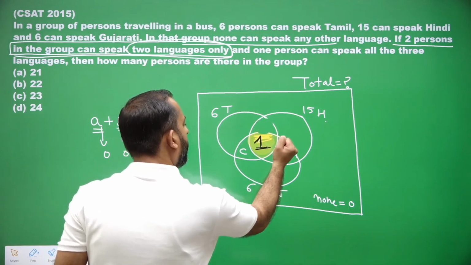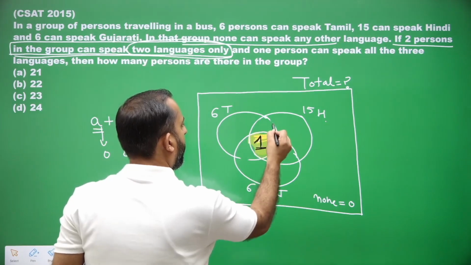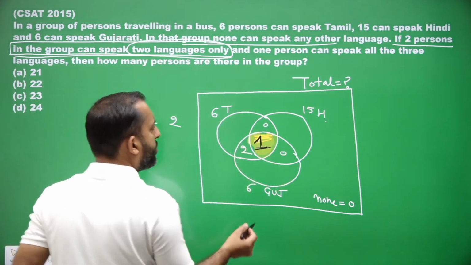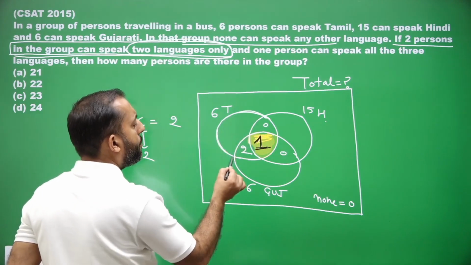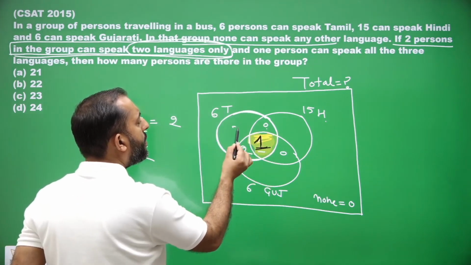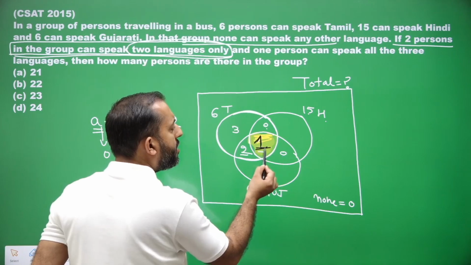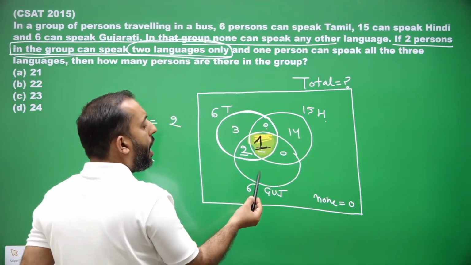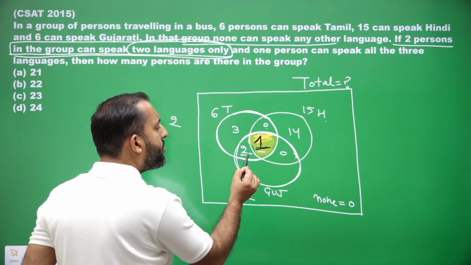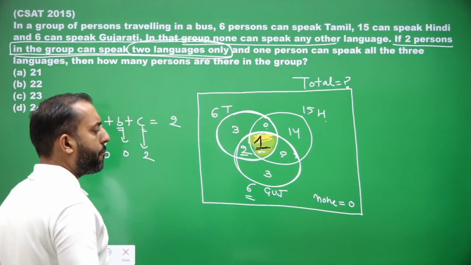So let's assume this region to be 2. So this will become 0, this will become 0. Now the complete value of Tamil is 6: 2 is here, 1 is here, 0 is here. So the remaining part, only Tamil, should be 3. Out of 15 for Hindi, 0 is here, 0 is here, 1 is here. So only Hindi should be 14. Out of 6 Gujarati, the complete value of this circle is Gujarati. So out of total Gujarati, 2 is here, 1 is here, 0 is here. So out of 6, 2, 1 and 0 are gone. So only Gujarati is 3.